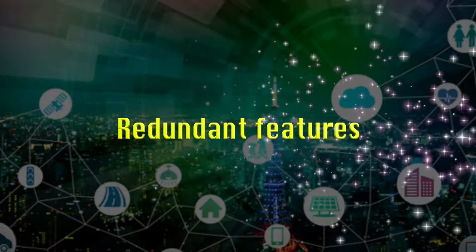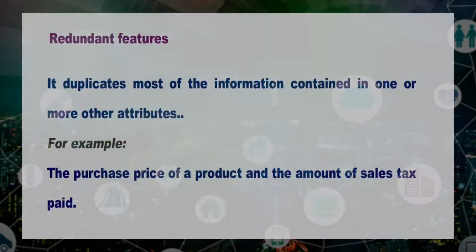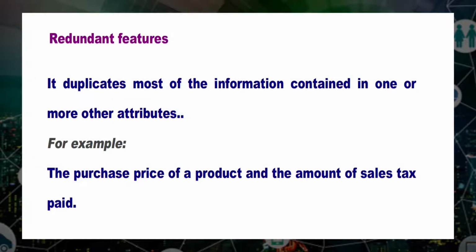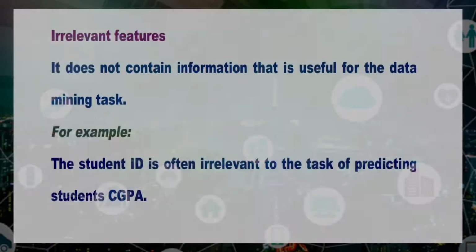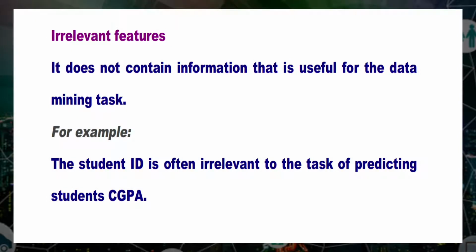The next concept is redundant features. They duplicate most of the information contained in one or more other attributes. For example, the purchase price of a product and the amount of sales tax paid. The next concept is irrelevant features. They do not contain information that is useful for the data mining task. For example, the student ID is often irrelevant to the task of predicting the student's CGPA.